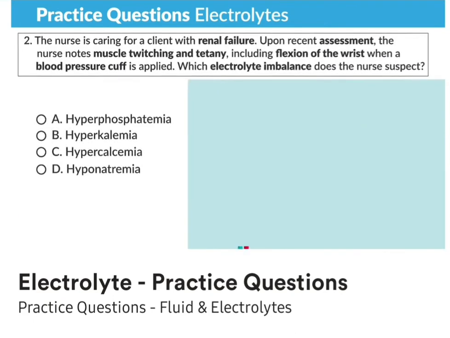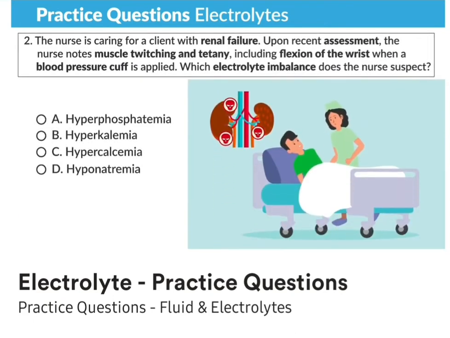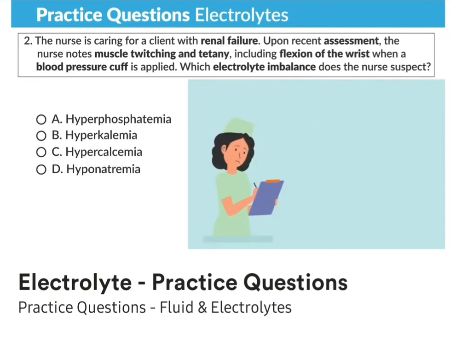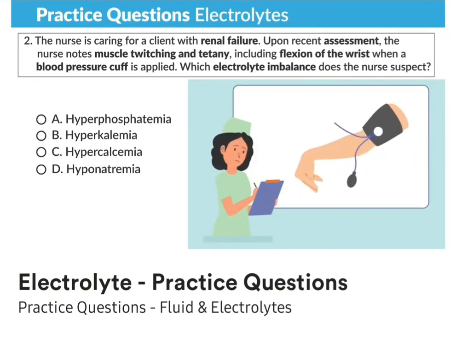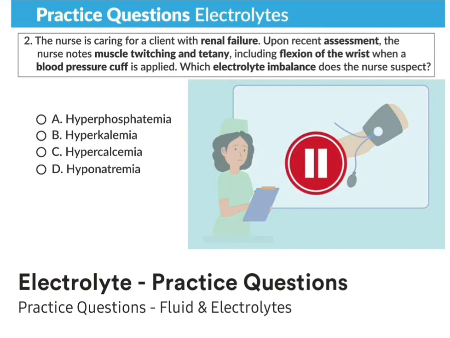Now question 2, the nurse is caring for a client with renal failure. Upon assessment, the nurse notes muscle twitching and tetany, including flexion of the wrist when a blood pressure cuff is applied. Which electrolyte imbalance does the nurse suspect? So once again, pause the screen and try your best to answer this question in about 60 seconds or less.